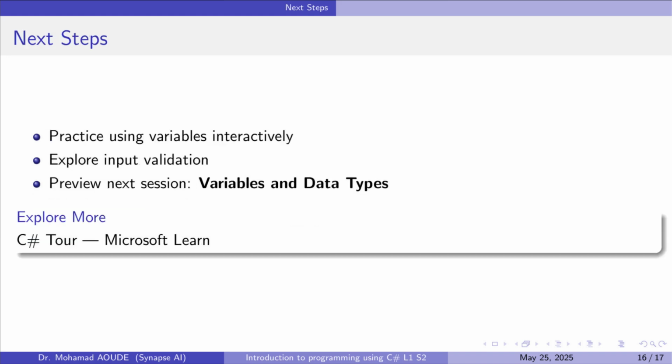What's next? Practice variable declaration, assignment, and output, experiment with different data types, and try more input scenarios. In our next session, we'll deep dive into primitive types and collections. Also, check out Microsoft Learn's C# tutorials for guided exercises.